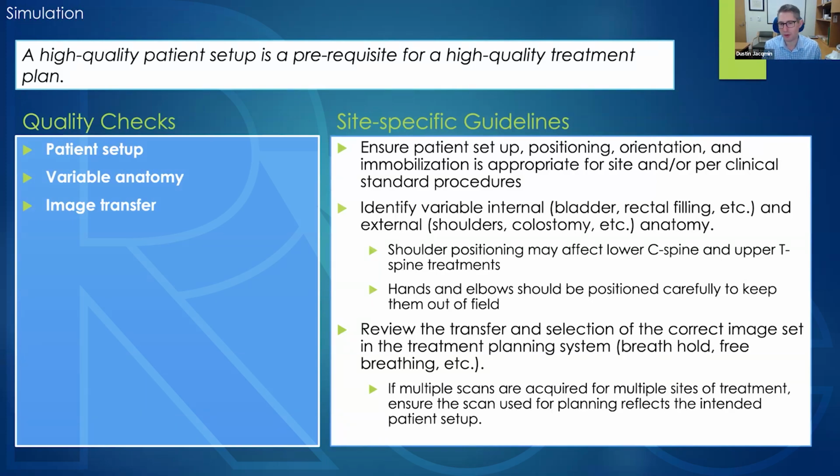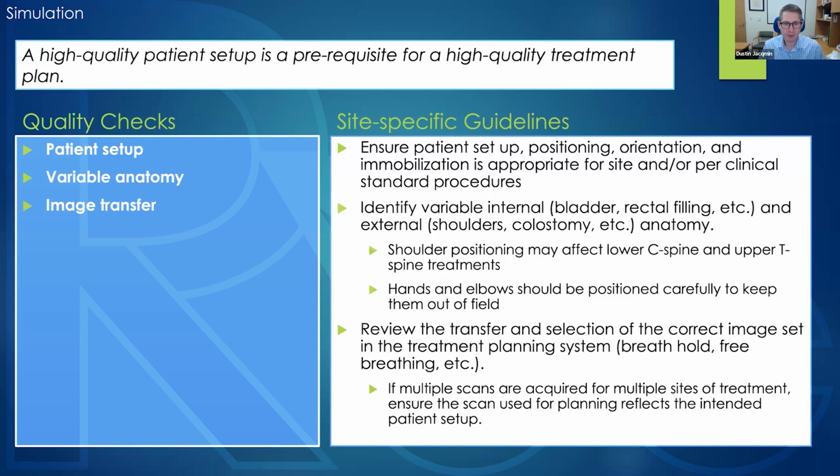One thing we've been talking about over the course of several weeks is identifying internal and external anatomy that can be difficult to position and affect the treatment volume. If we're treating the C-spine or the upper T-spine, where the shoulders are, the shoulders are in play in terms of being able to move up and down and potentially block the treatment fields. So anytime you're treating C and T spine, where you're crossing the shoulders, there are opportunities for difficult patient setups that need to be thought about.